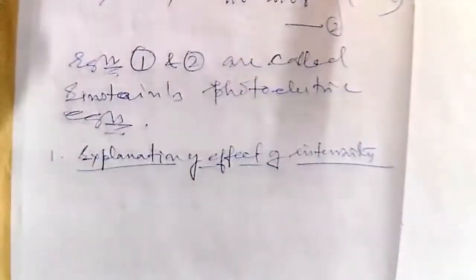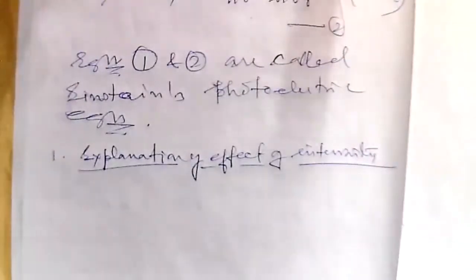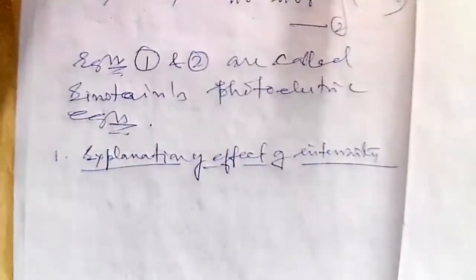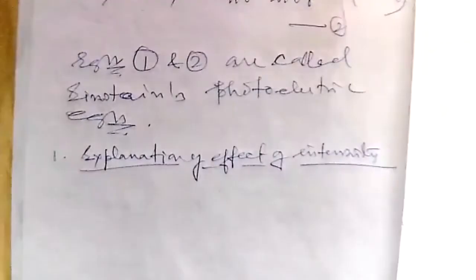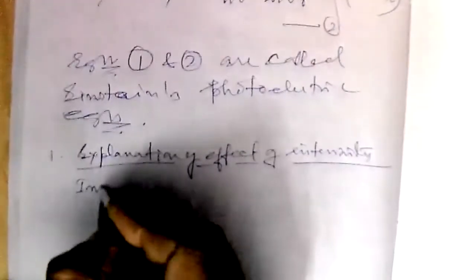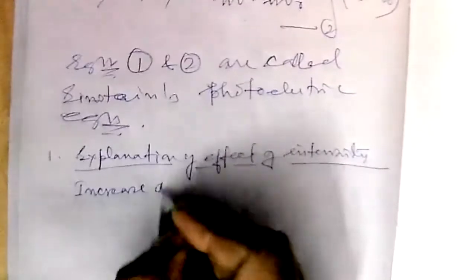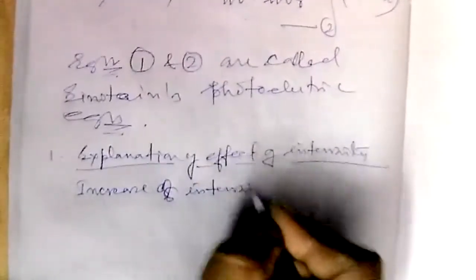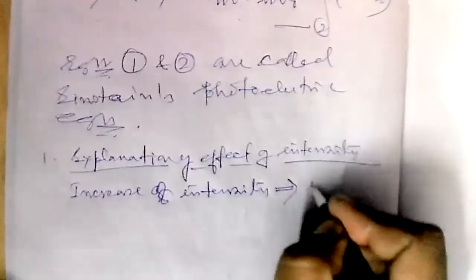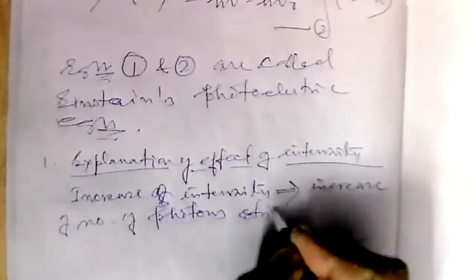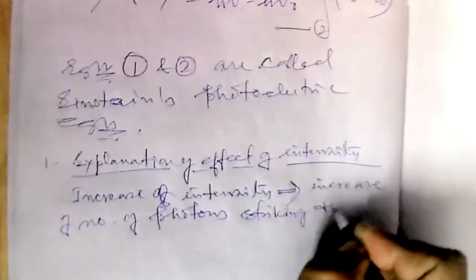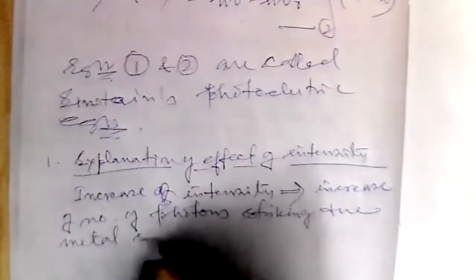Effect of intensity. The increase of intensity means an increase in the number of photons striking the metal surface per unit time.